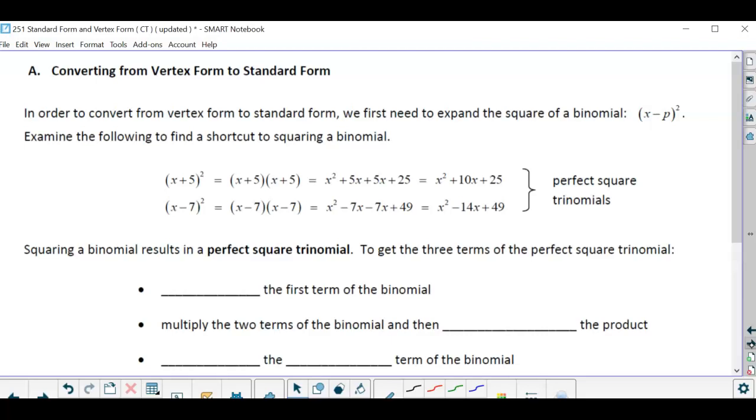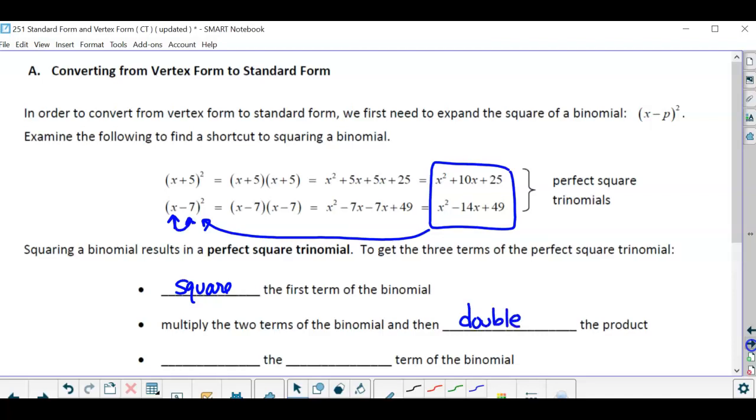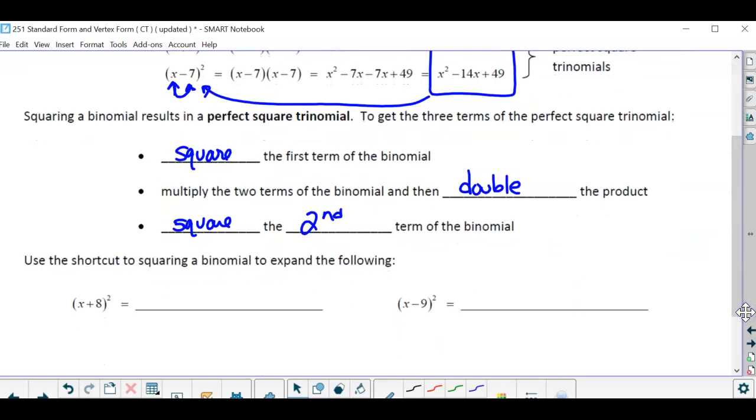So squaring a binomial results in a perfect square trinomial. That's what we call these, because we can factor it to a binomial squared, which is a perfect square. Okay, but these are trinomials. So that's the name that's given to them. To get the 3 terms of the perfect square trinomial, you have to square the first term of the binomial, multiply the 2 terms of the binomial together and double them. So this is back from Math 10 last semester. And then you square the last term of the binomial, or second term, I guess, because there's only 2. Okay, so the first and last terms will always be positive in a perfect square trinomial.